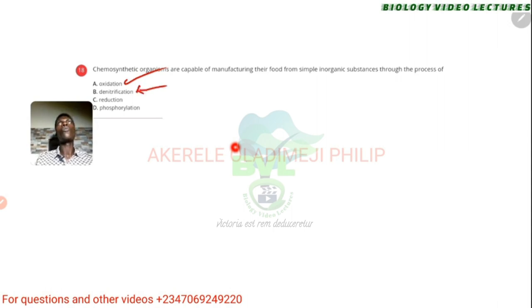Nitrification is a process carried out by chemosynthetic organisms, which is a form of oxidation. But oxidation covers all of them put together. All right.